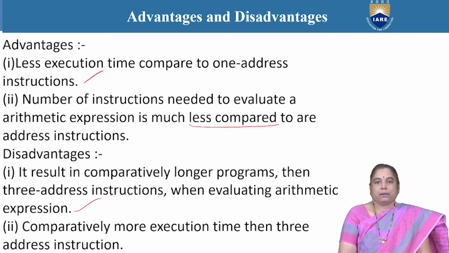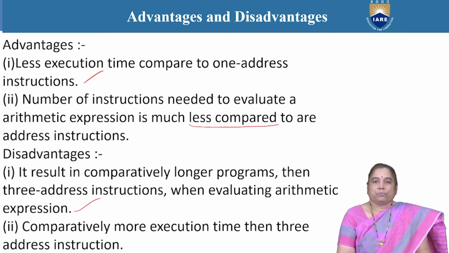And the major disadvantage is that it results in longer programs compared to three address instructions when evaluating arithmetic expressions. In the three address instruction, there is a facility to specify the destination address separately. It is a convenient form in the user perception. So two address instructions take comparatively more execution time than three address instructions, where the destination and source addresses are readily available, so the instruction executes easily and quickly.